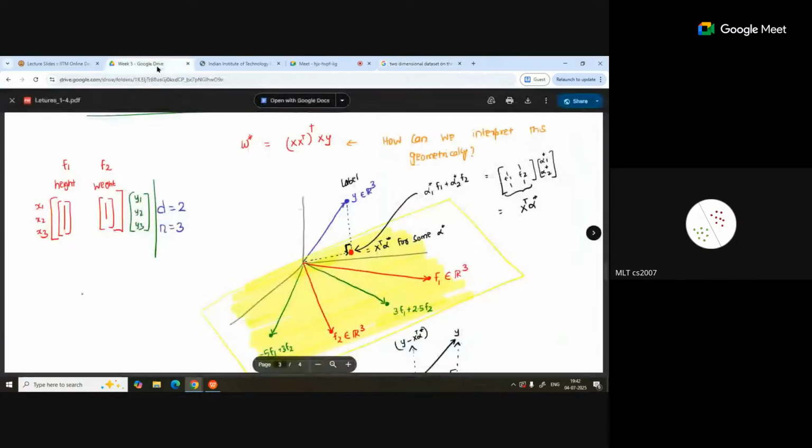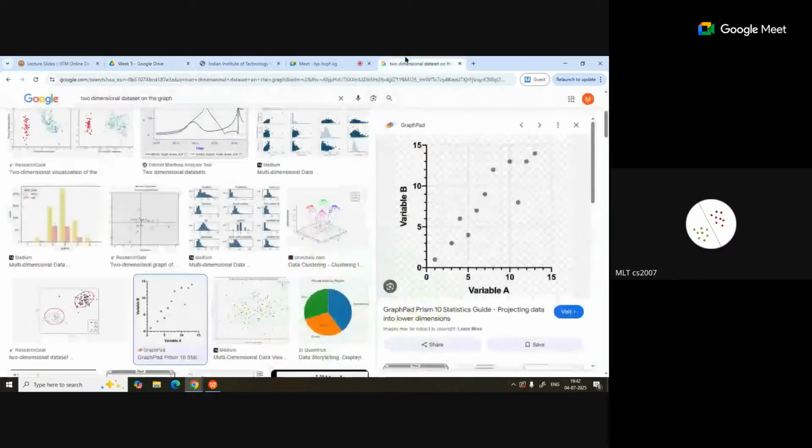Now if you think about this in a 3D space, your data is scattered in 3D space. Now you want to find the best fit line through all these data points, which is your W star, which is a weight vector. Now it will not be a line in this case, right? It will be a plane. It will span a plane, because your W star will be a two-dimensional vector.